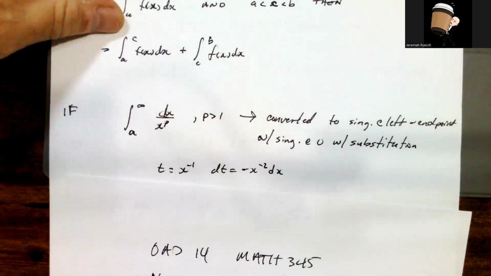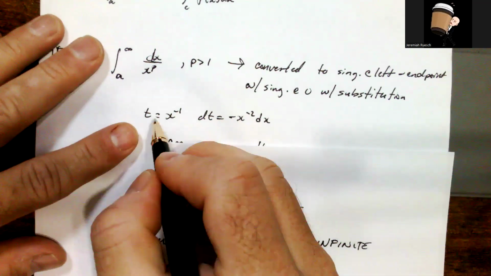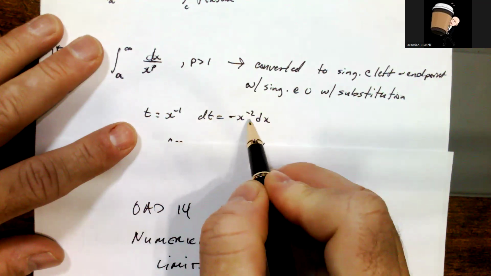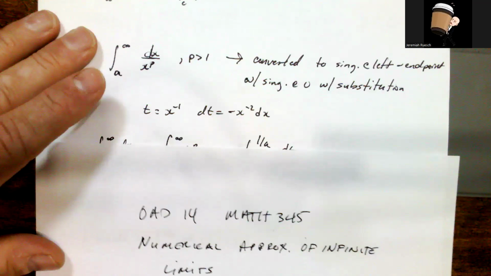So let's go ahead and look at that. Let's explore that a little bit. And what would that look like? So if we let t equal x to the negative 1, then dt would equal, differentiating of course and substituting back in, negative 1 over x squared dx, okay?